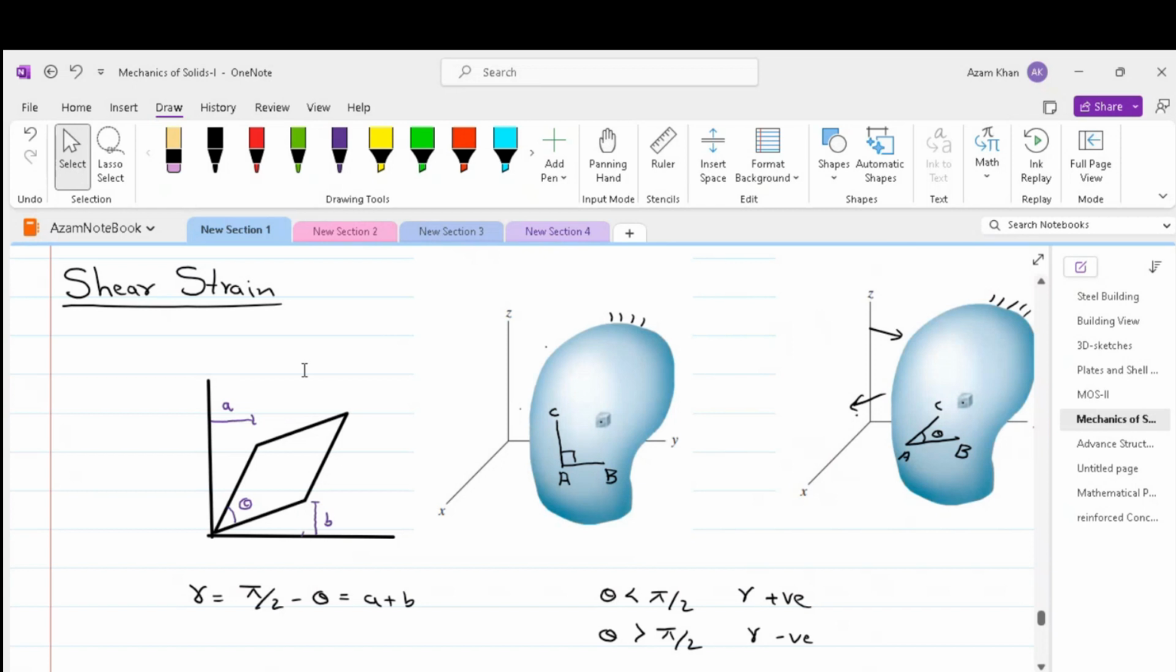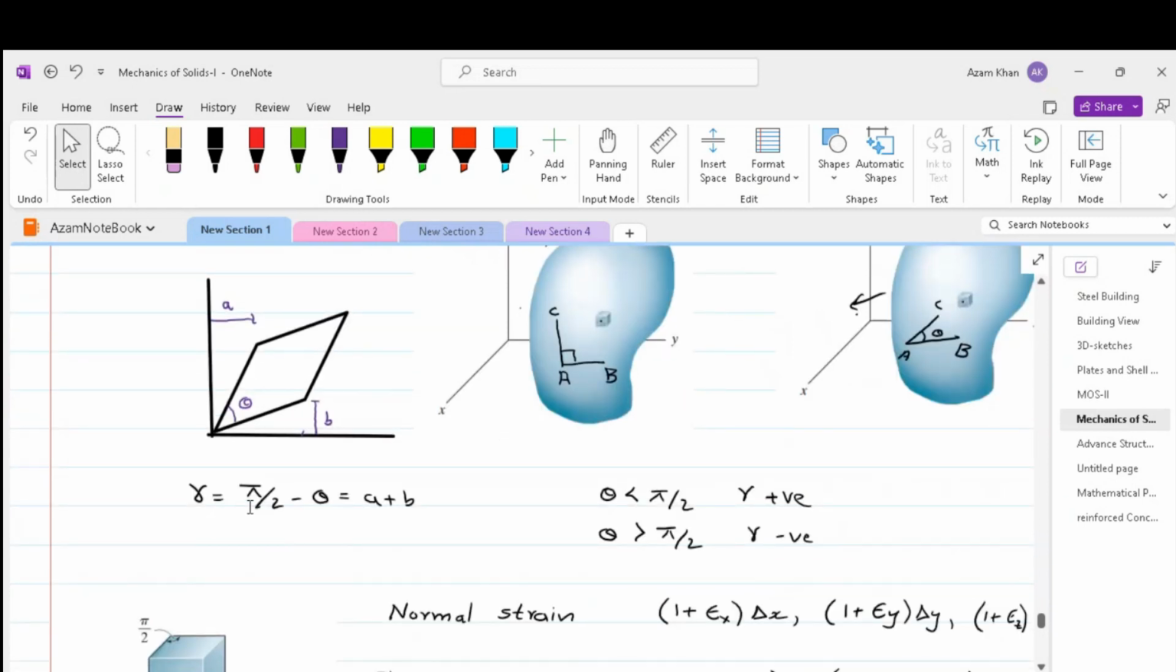For a shear deformation, it is important that both the sides move. So we write gamma is equal to pi by 2 minus theta. In other words, gamma is equal to the angle A plus B. If we assume that initially AB and AC are orthogonal to each other, then if theta is bigger than pi by 2 after deformation, our gamma is negative. If theta is less than pi by 2, our gamma would be positive.